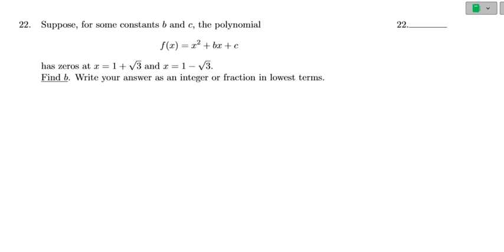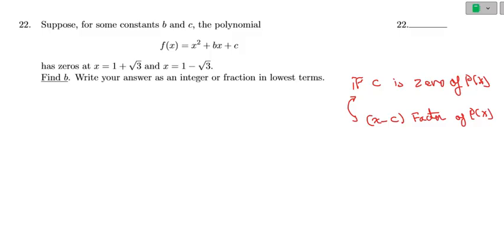Hello everyone, in this video we're going to try to use the factorization property of a zero in order to find the coefficients of polynomials. Okay, so let me remind you: if c is called a zero of p(x), what does that mean? The formula that we're going to be using here is that x minus c will be a factor of p of x.